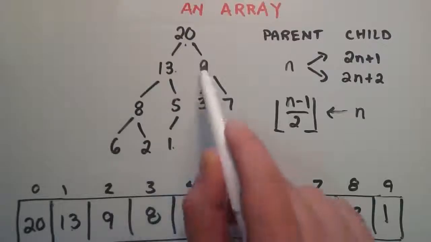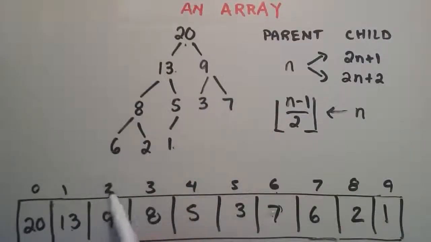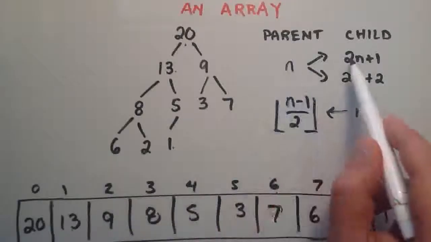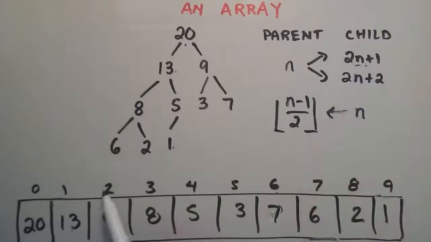So if we were to try to figure out what the children of the number 9 are, 9 is held in index 2, so we use that index number as our n. So 2 times 2, which is our index number, is 4, plus 1 is 5. So index 2 has a child in index 5. 9 has a child of 3, and there it is on our tree.